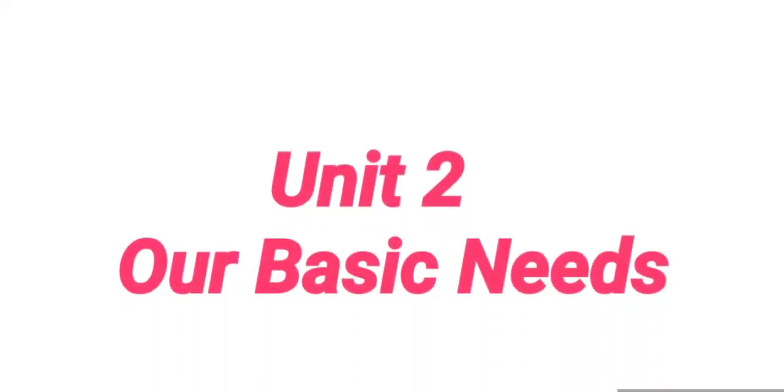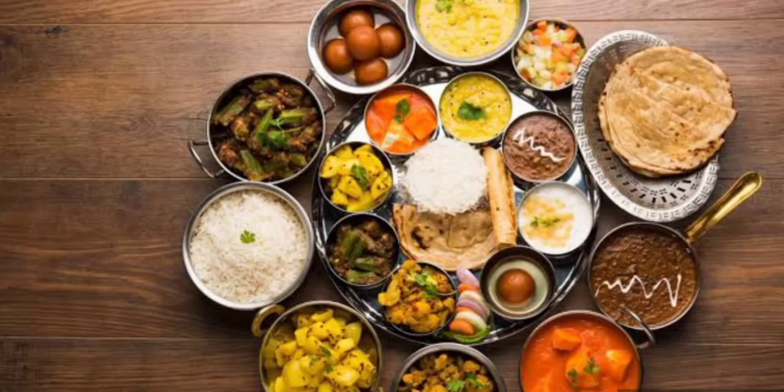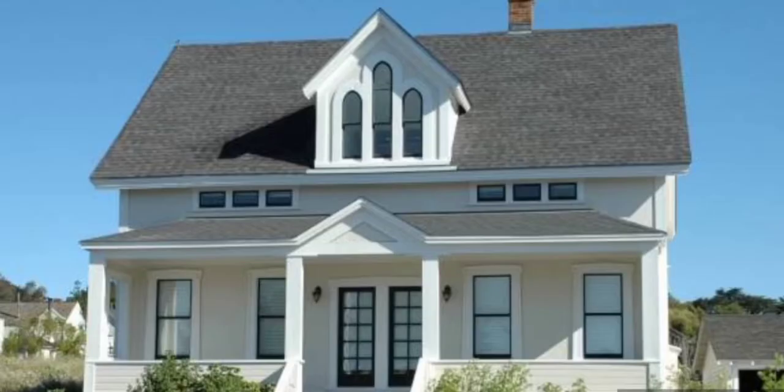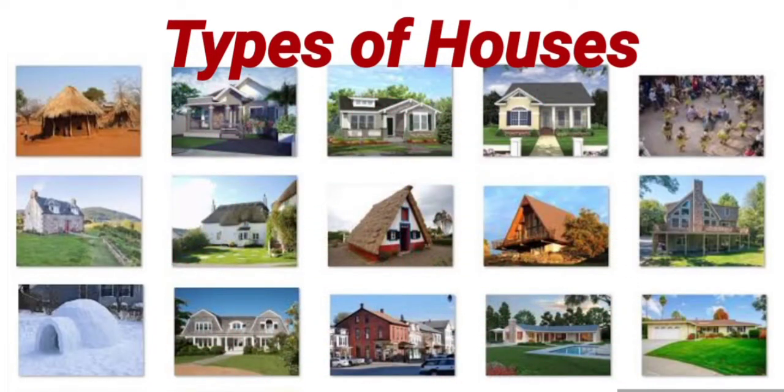As you all know, we are doing unit 2, our basic needs. Basic needs are the things which we need to live, like food, dresses, air and water. And in our basic needs, another important thing is a house. So, in this chapter, we are going to study about the types of houses.